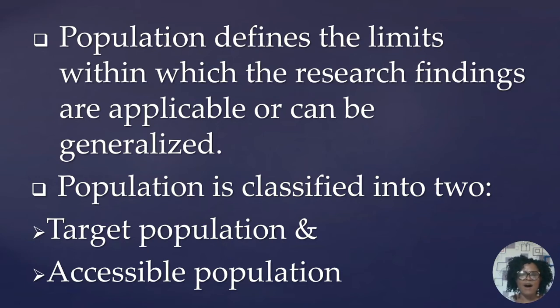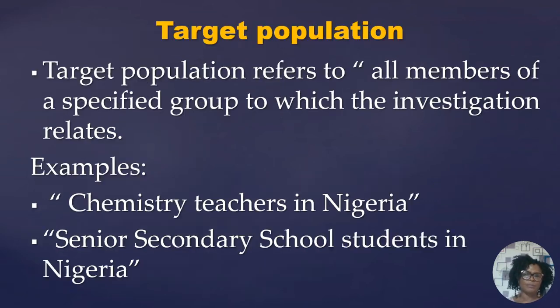Population is classified into two. We have the target population, we also have the accessible population. Let us look at target population. Target population refers to all members of a specified group. Remember we said what population is. It refers to a specified group in a particular geographical place. So target population refers to all members of a specified group to which the investigation relates.